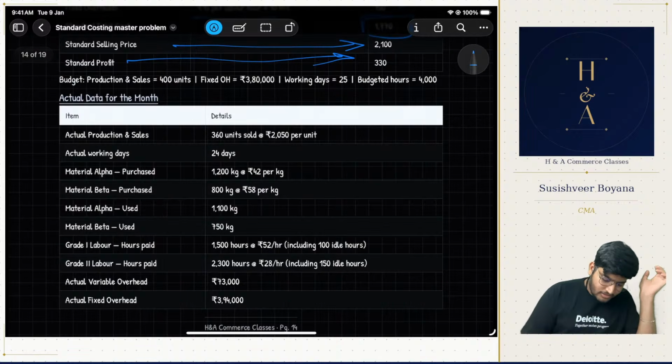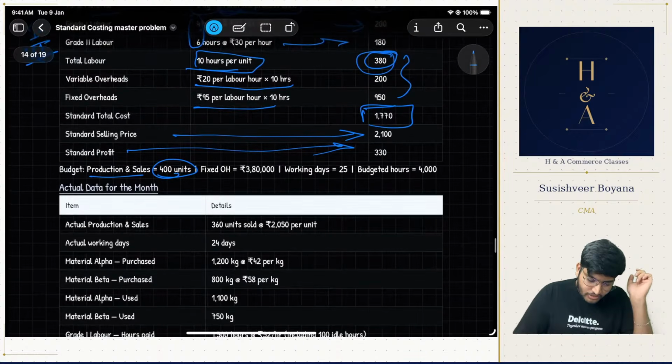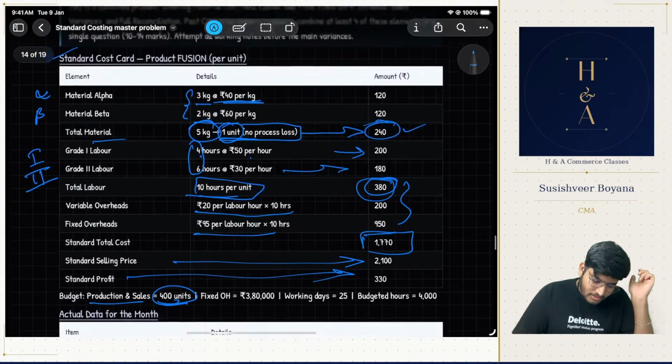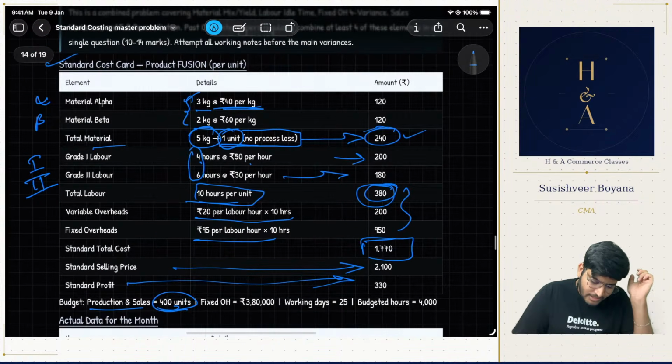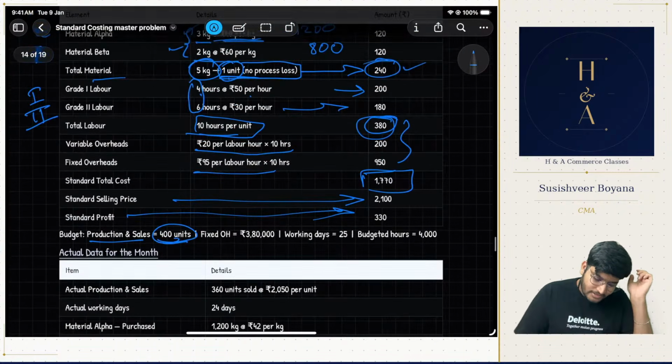There is also something given. Budgeted projection in sales is 400 units. Okay, so we need 400 units. 400 units means we need how many of material alpha and material beta? For 1 unit, we need 3. For 400 units, 3 into 400, that is 1200 units of material alpha and 800 units of material beta we need, right? So for 1 unit, we need 2 kgs.